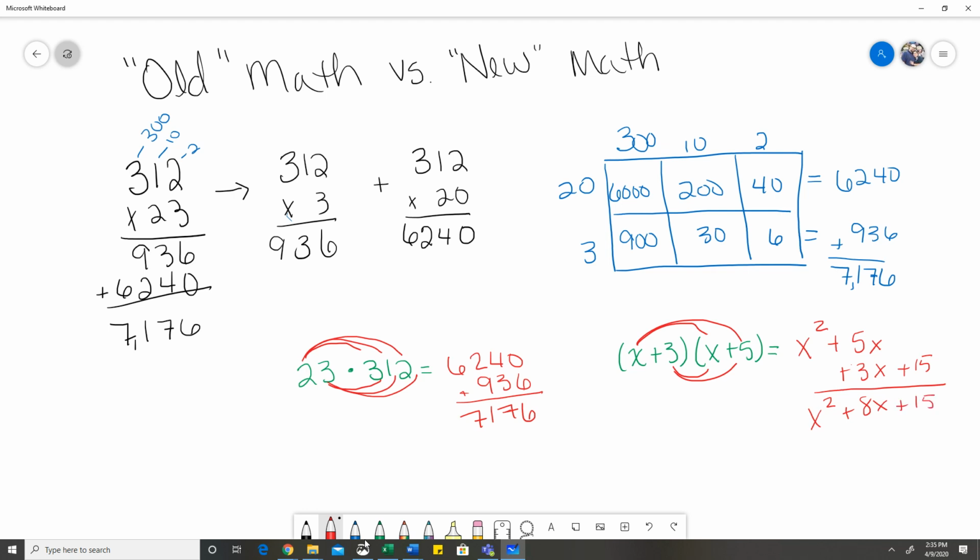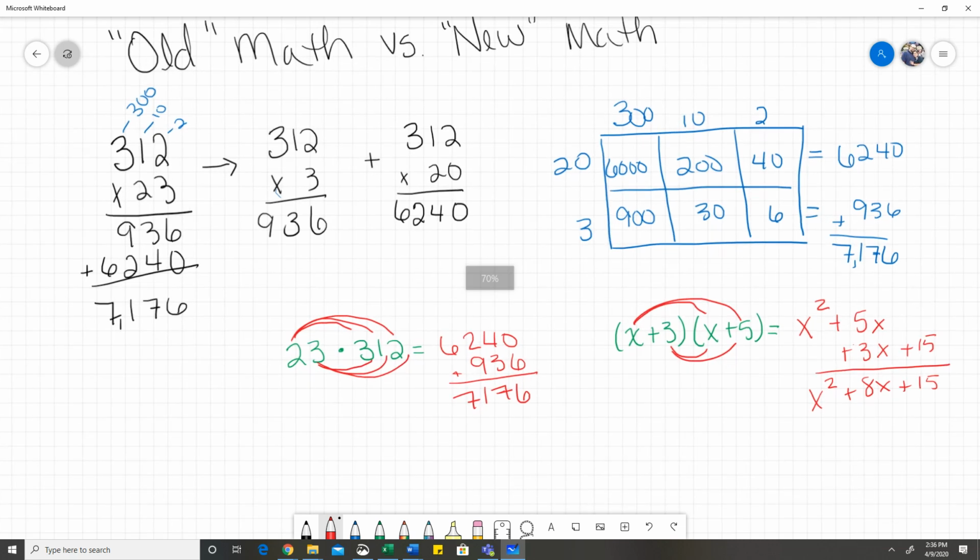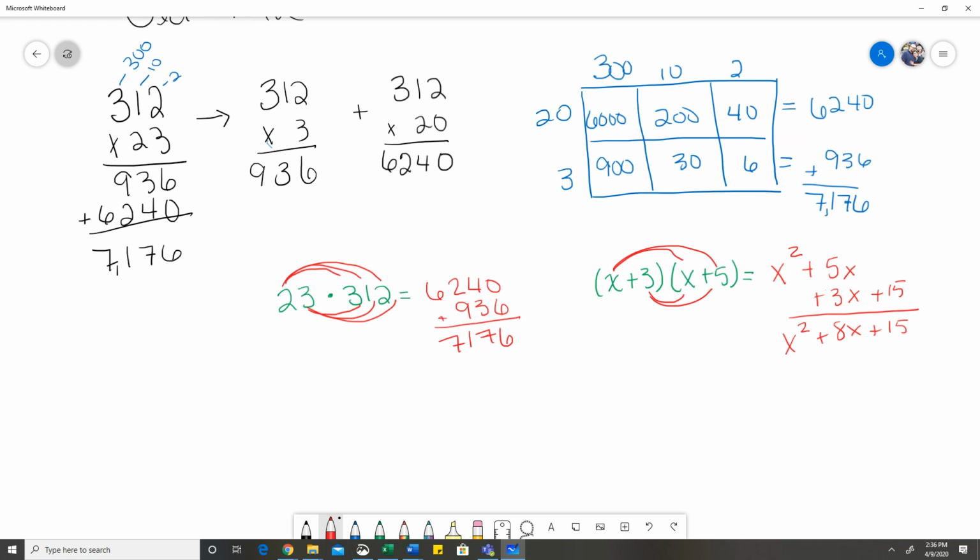Okay? This multiplying that we did over here, where we separated out, we distributed that 3 first, and then we distributed that 20, is a precursor to what we do in algebra with binomials. Now, that box method that they showed you up here, that your kid is insisting they have to do because that's how they understand it, that can be used in algebra as well.